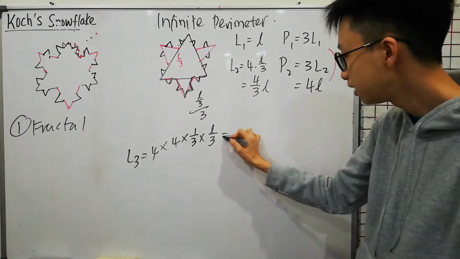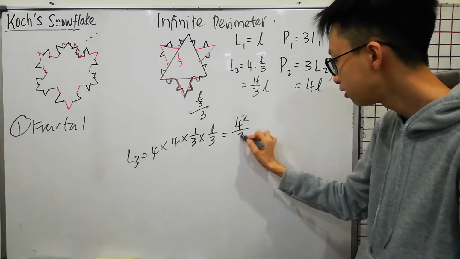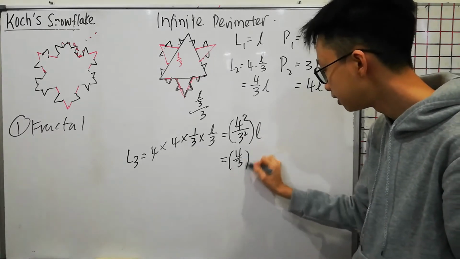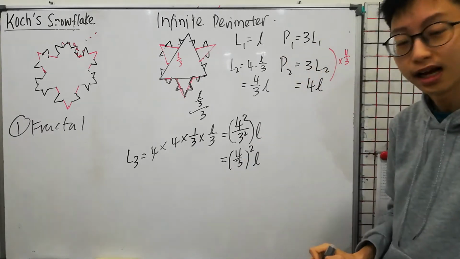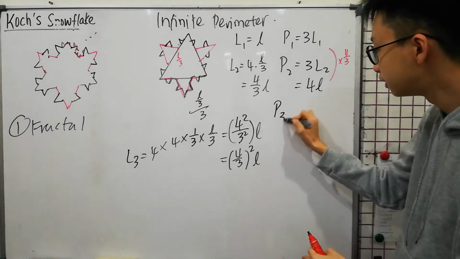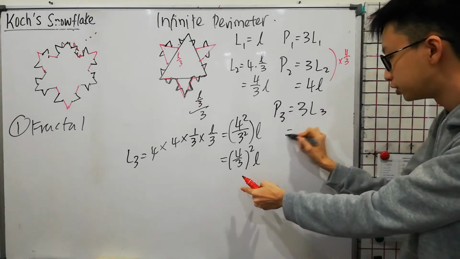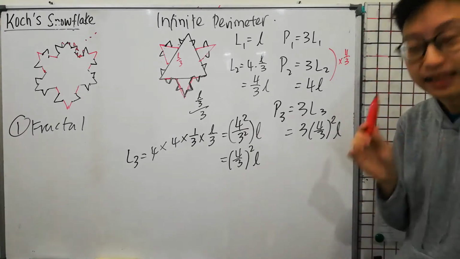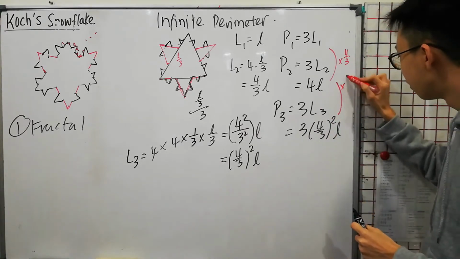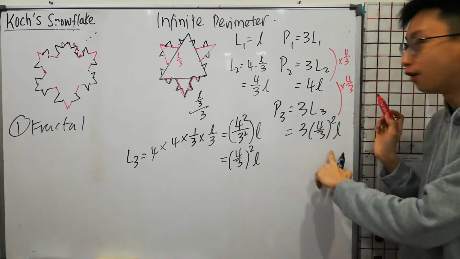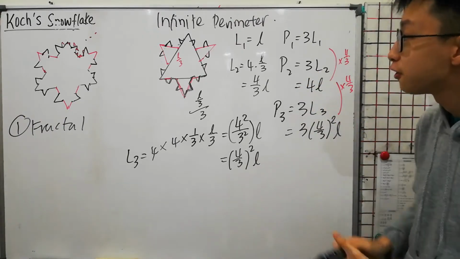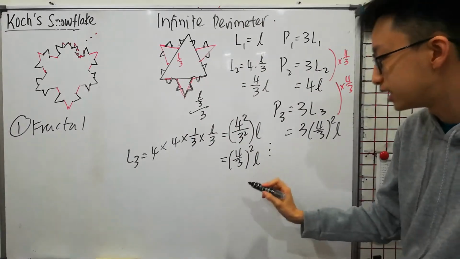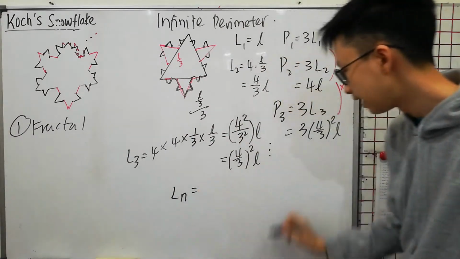And this is actually 4 squared over 3 squared times L, which is (4/3)^2 L. And again, your P3 will be 3 times L3, which is 3 times (4/3)^2 L. And again, this will be 4/3 of P2. Yeah? So since we are doing it infinitely many times, let's try to compute what Ln is and what Pn is.